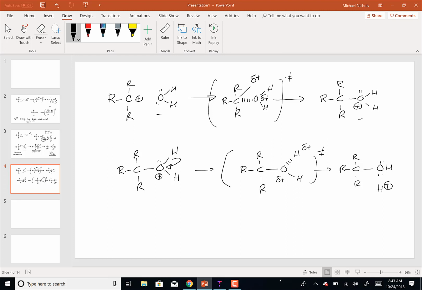So again, if you're writing the transition state, the thing you want to do is write basically an average of the two molecules, but the dotted line always shows the bond that's being made or the bond that's being broken. And then take the average of the charges between the reactant and the product. And that'll get you the transition state. All right.